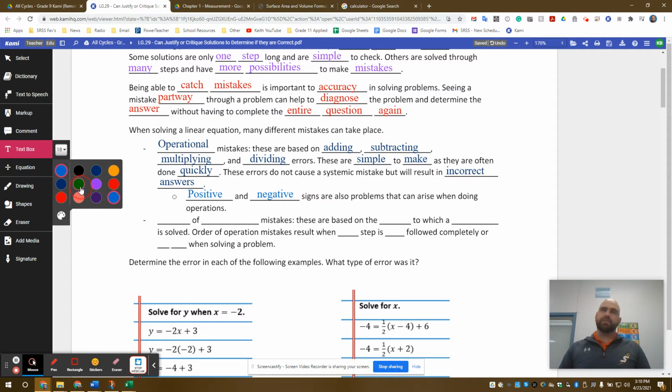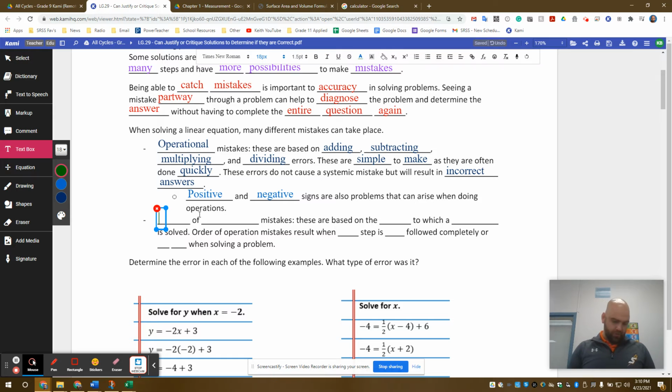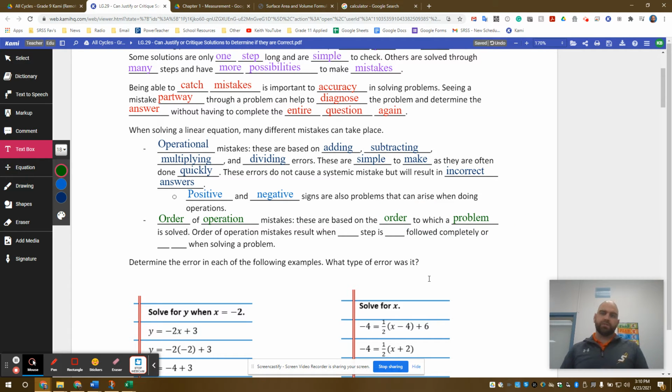The second type of mistake that I'm going to go through are what I would call order of operation mistakes. These are based on the order in which a problem is solved. We know that things need to be solved in order, and sometimes we forget the certain order, or sometimes we do something first when it should have been done second, and that can lead to a different mistake as well. It's important that we are able to catch those.